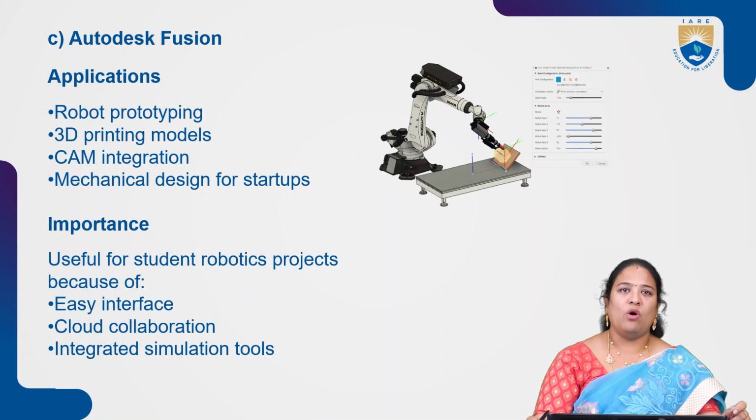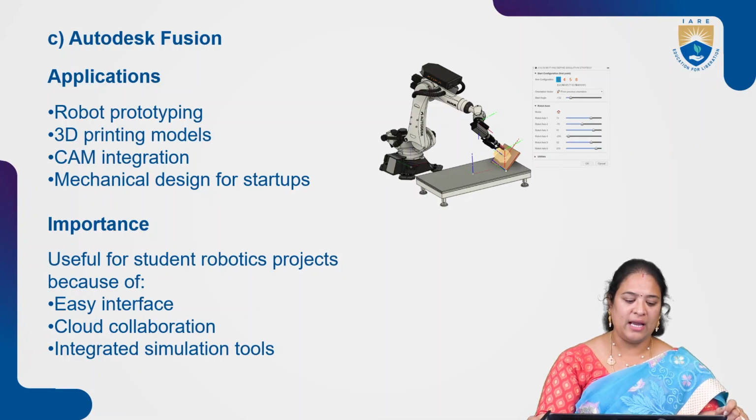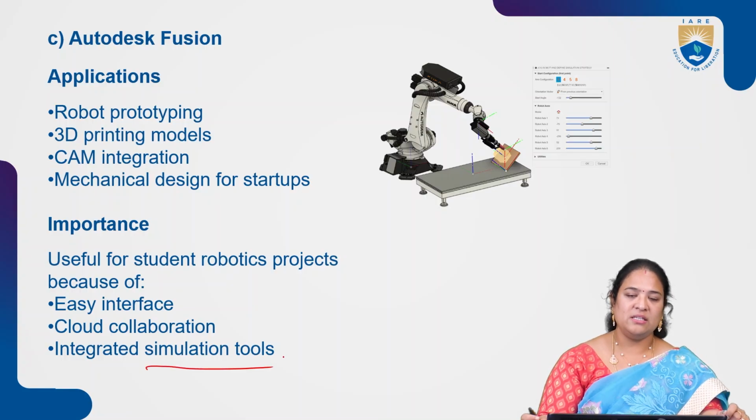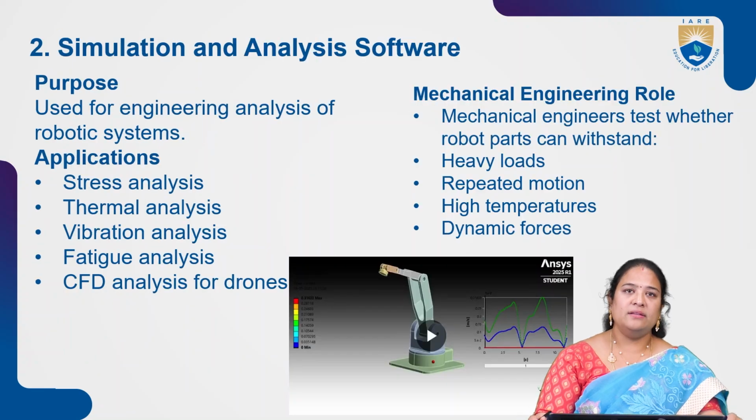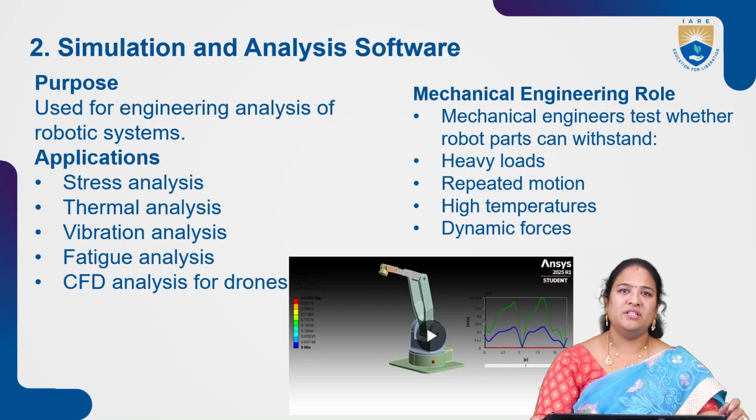And the third one is Autodesk Fusion. This particular Autodesk Fusion is used for 3D printing models, for computer-aided manufacturing integration, for robot prototyping, and for the mechanical design for any sort of startups. The main important use of Autodesk Fusion is in student robotic projects because it is easy to interface, it is collaborated with the cloud, and the integration is done with the simulation tools.